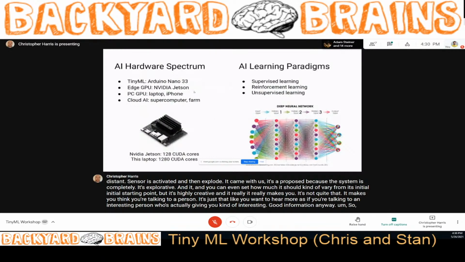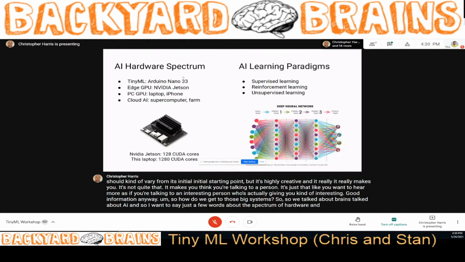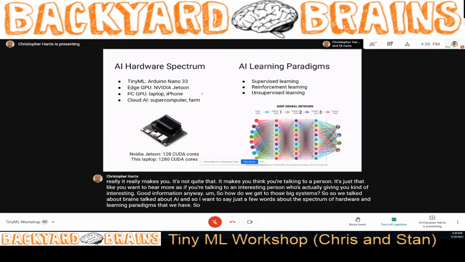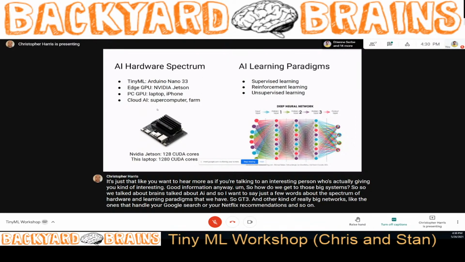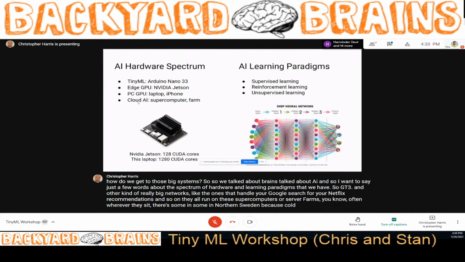so how do we get to those big systems? We've talked about brains, talked about AI, and so I want to say just a few words about the spectrum of hardware and learning paradigms that we have. GPT-3 and other really big networks, like the ones that handle your Google search or your Netflix recommendations, all run on supercomputers or server farms, up in wherever they sit. There's some in northern Sweden because it's cold, and so that's cloud AI.